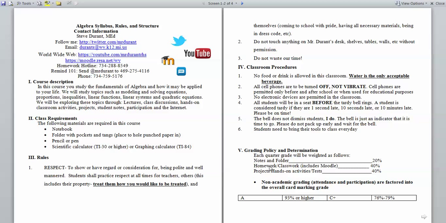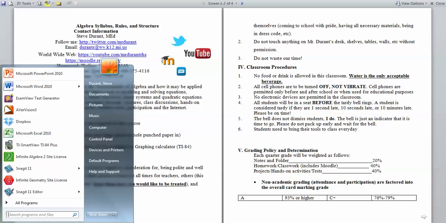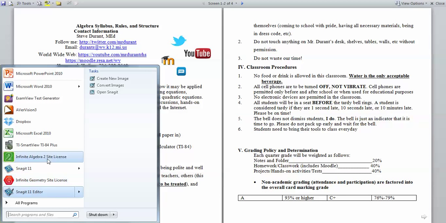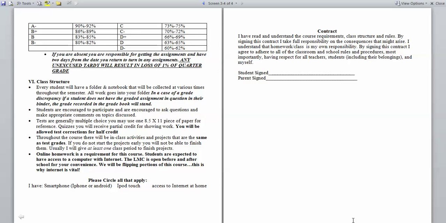The way that I'll be grading you would be threefold. Your notes and folders, 20% of your grade. Your homework and classwork, including Moodle, will be 40%, and any sort of projects, hands-on activities, etc., will also be 40%. Now, if you are absent, it is your responsibility to get the assignments, and you have 2 days from the date you return in order to get it in on time.